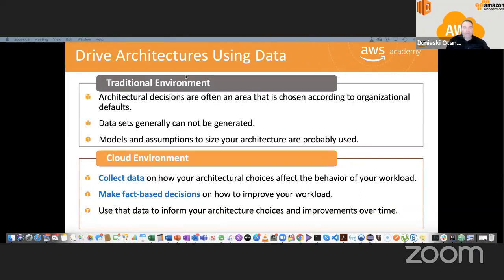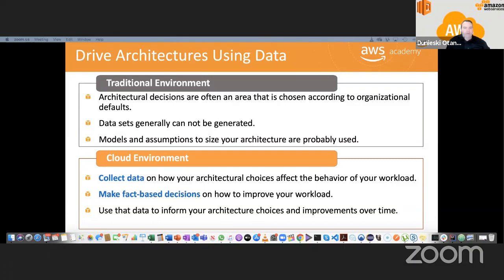Drive architectures using data. In the traditional environment, architectural decisions are often chosen according to organizational defaults. Okay? And data sets generally cannot be generated. Generally, it doesn't mean always, right? Models and assumptions to size your architectures are probably used. Okay, these are some assumptions that you may have in a traditional environment. This is not necessarily 100% true, right?